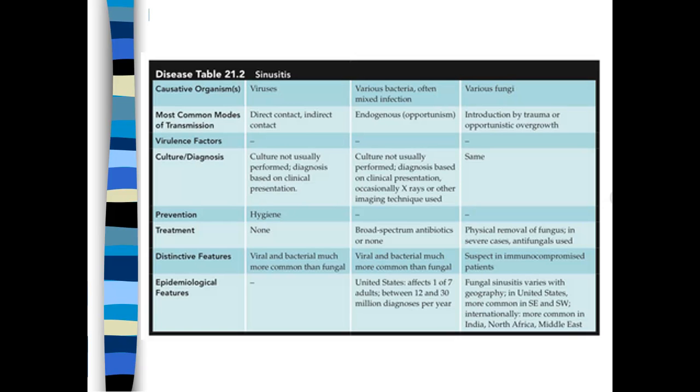Best prevention for these is hygiene. However, when you have an endogenous infection, it just could be the possibility that you're being run down, and things that are normally in your sinuses then start to overgrow. For viral sinusitis, there is no treatment. For bacterial and fungal infections, there are antibiotics and antifungals respectively. Sometimes you'll do a lavage, and you'll rinse out the sinuses to physically remove the fungus.